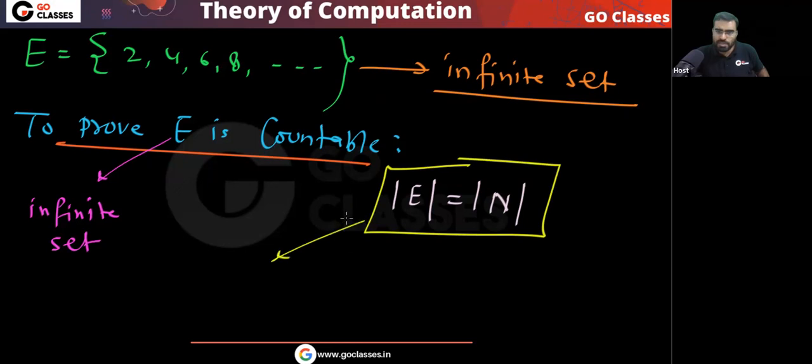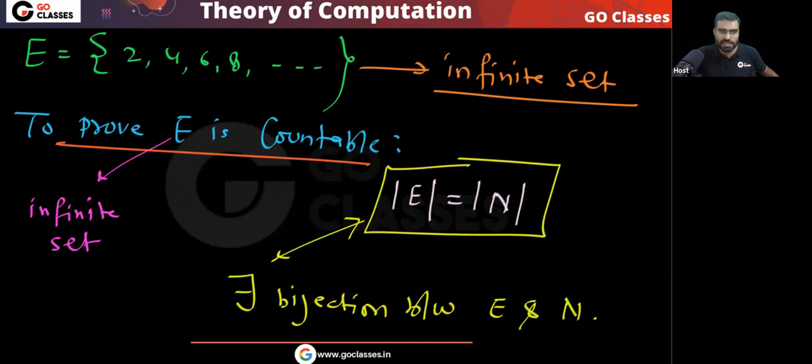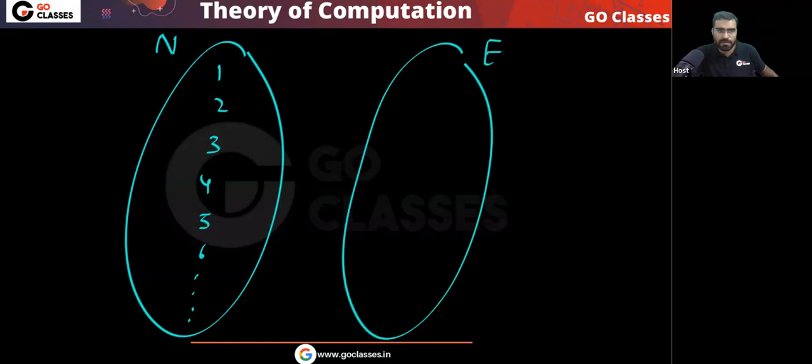And if you want to prove this, what do you need to give? You need to give a bijection. There exists a bijection between E and N. So tell me what to do now. Can you give me a bijection between N and E? Yes, I can easily give you a bijection. See what you can do. This is your set of natural numbers: 1, 2, 3, 4, 5, 6, and so on. This is the set of positive even integers. You can see.